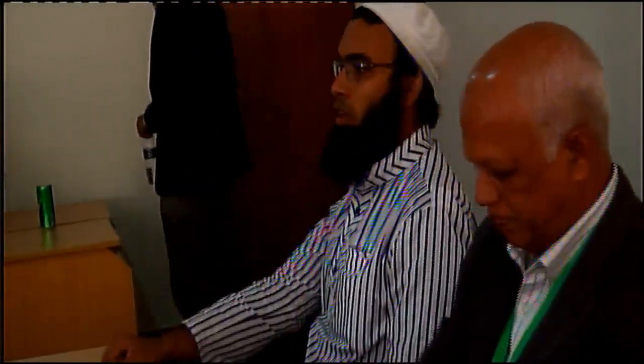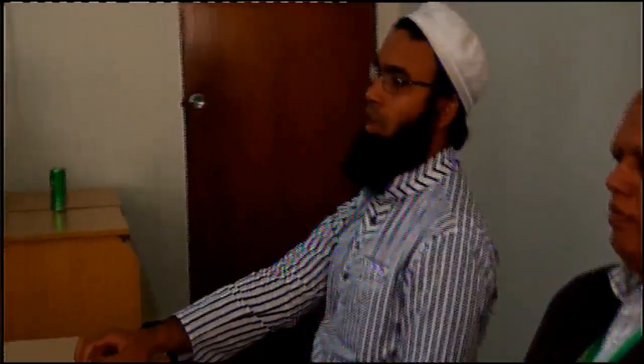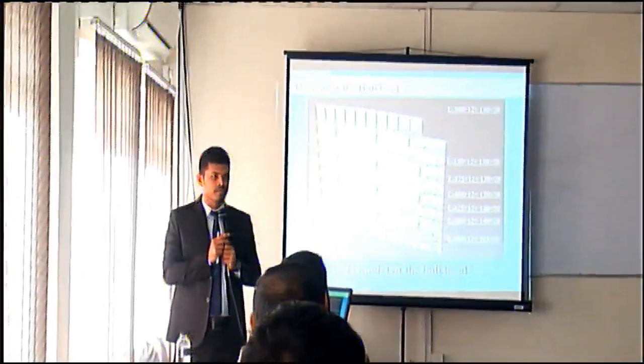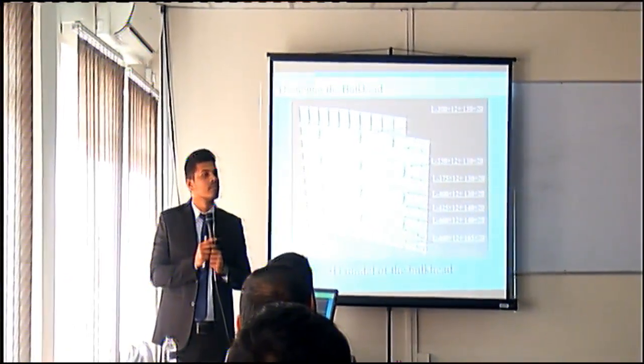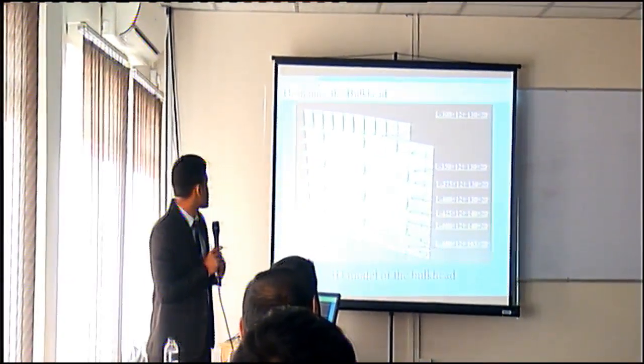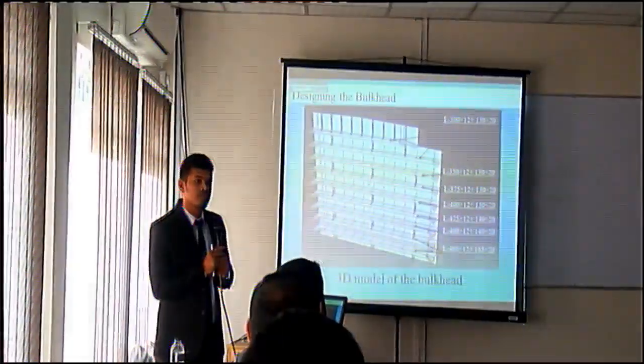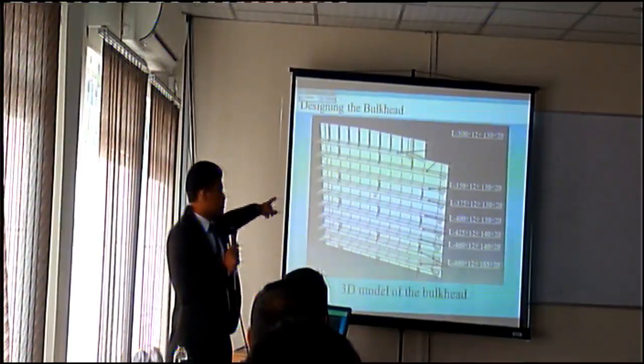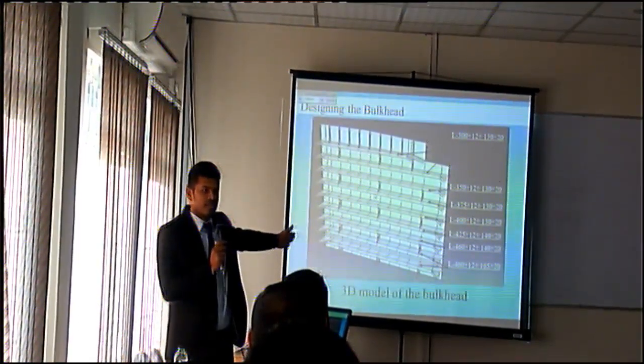What was the thickness of your stiffeners? I'm going to show you. Yeah, you can see all the dimensions. You have only 3 girders, or not? You don't have any vertical girders? No, vertical girders. We just use some brackets for vertical girders.